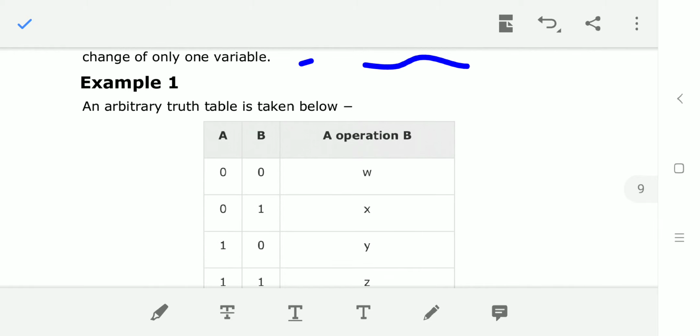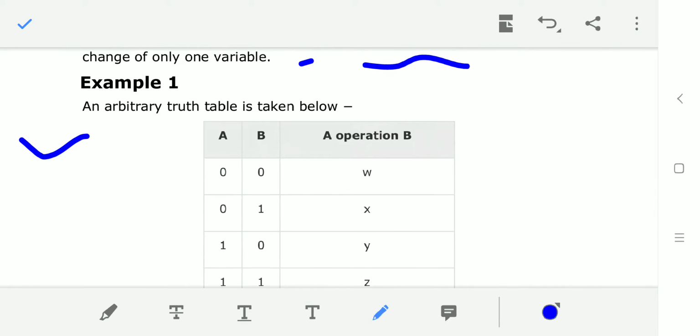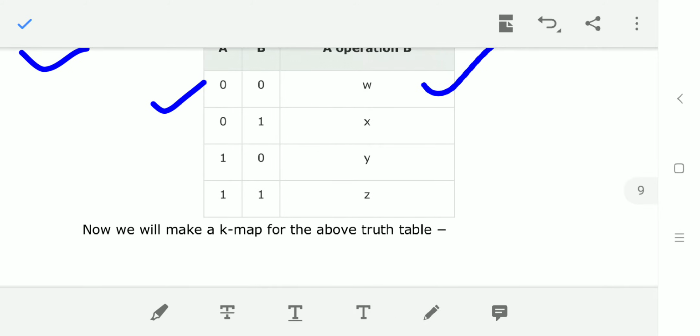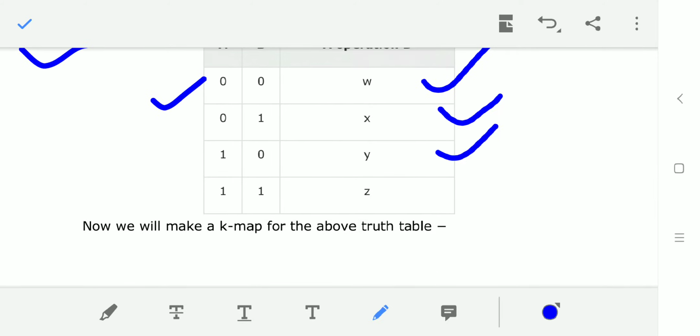See this example. An arbitrary truth table is taken below. When A and B are both inputs 0, then A operation B is W. Next is X, Y, Z. Now we will make a K map for the above truth table.